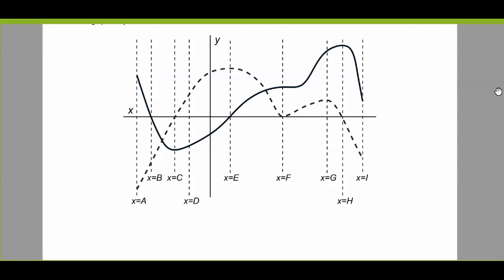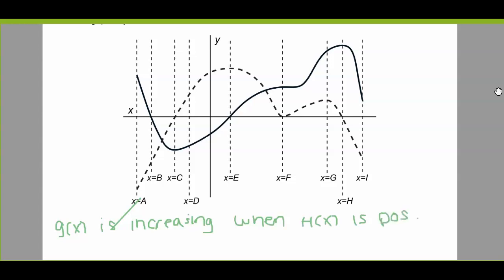And then we could also talk about intervals of increase and decrease. So where is g of x increasing? G of x is increasing when h of x is positive. So where's the dashed line positive? From C to H.